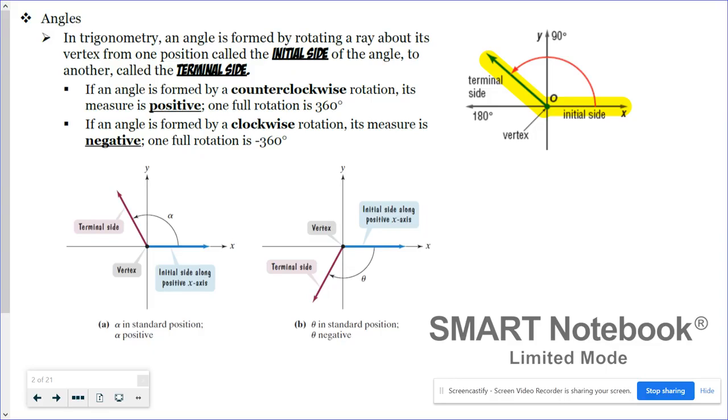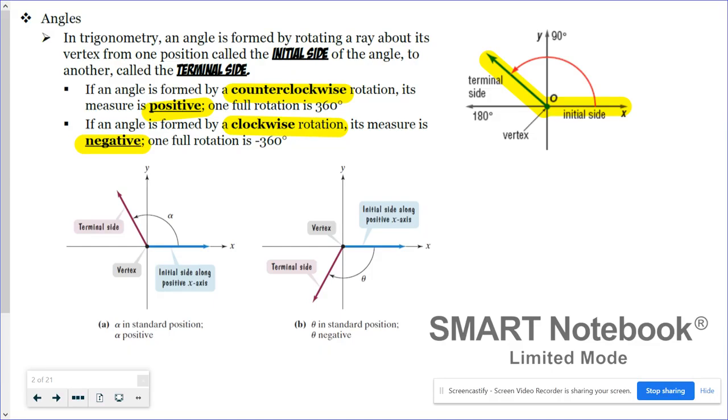Now that red arrow is important because it's showing us direction, because in trig, angles can be positive or negative. If that red directional arrow is moving in a counterclockwise rotation, then the measure of our angle is positive. And if it's going clockwise, then the angle is going to be negative.